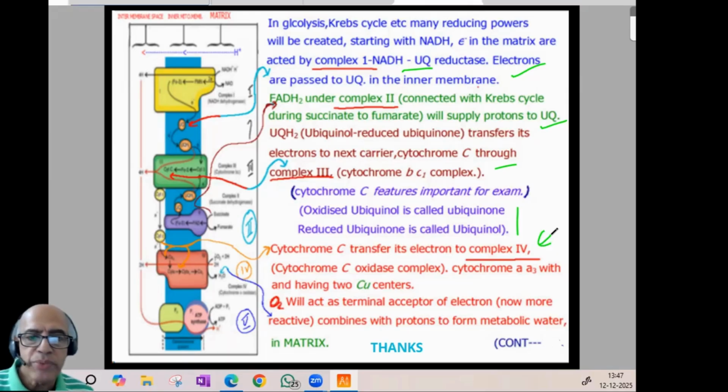Cytochrome C oxidase complex gives electrons, receiving reduction, with cytochrome aa3 and 2 copper centers, important. Oxygen acts as the terminal acceptor of electrons, and now, more reactive, combines with protons to form metabolic water. That is a nutshell of ETC. Hoping that it is clear for you. Detailed notes I already published, and the class was also taken on YouTube.